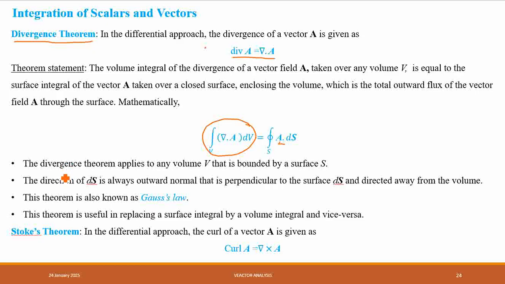An important point about the divergence theorem is that it applies to any volume V that is bounded by a surface S. The direction of this dS is always the outward normal, that is, perpendicular to the surface. So suppose I consider this surface, and this is your dS here. What is the direction? The direction will be the outward normal, which is normal to this one. Okay? Outward normal.